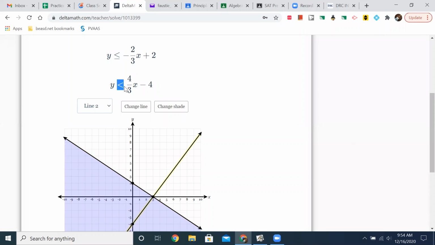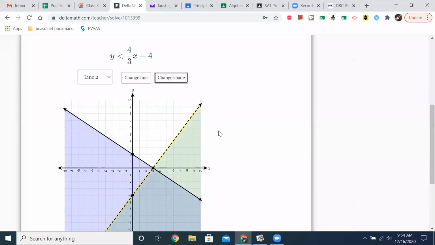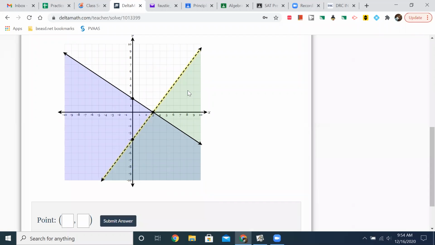I don't see an equal to underneath my less than, right? There's no line under here like there is on this one. So this line we want to be dashed. And again, this one's less than, so I want this one to be shaded below as well. So this green area is now below that dashed line. Now the overlapped region is everything down here.